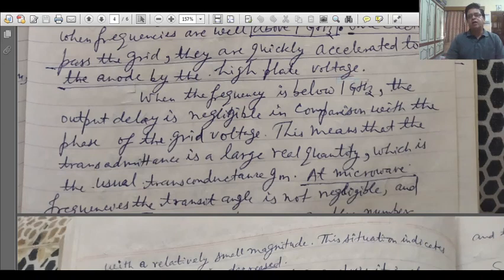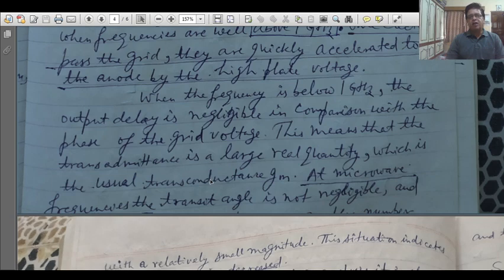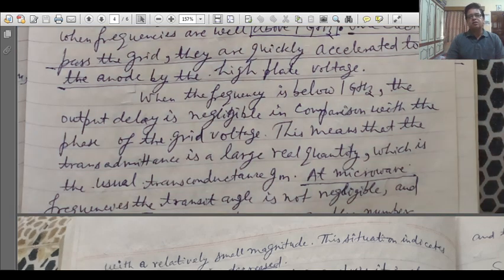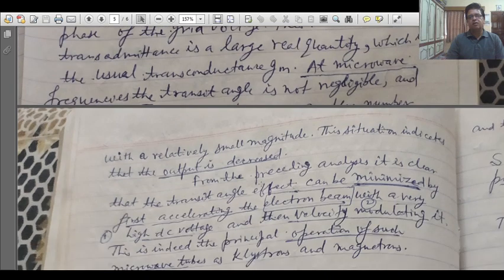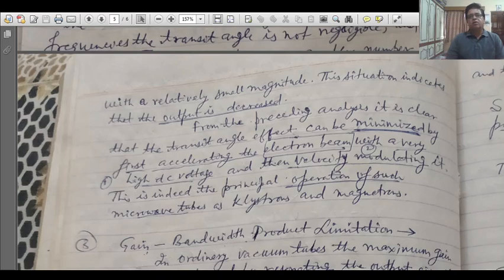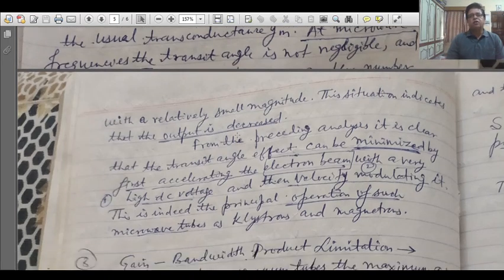When the frequency is below 1 GHz, the output delay is negligible in comparison with the phase of the grid voltage. That means it does not show any notable effect on the operation of conventional tubes. This means that the transconductance is large, a real quantity, usually denoted gm. At microwave frequencies, the transit angle is not negligible, so we see that due to this, the output decreases.